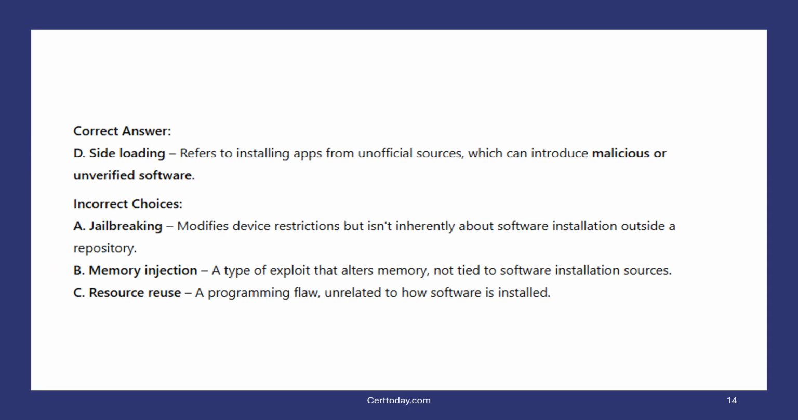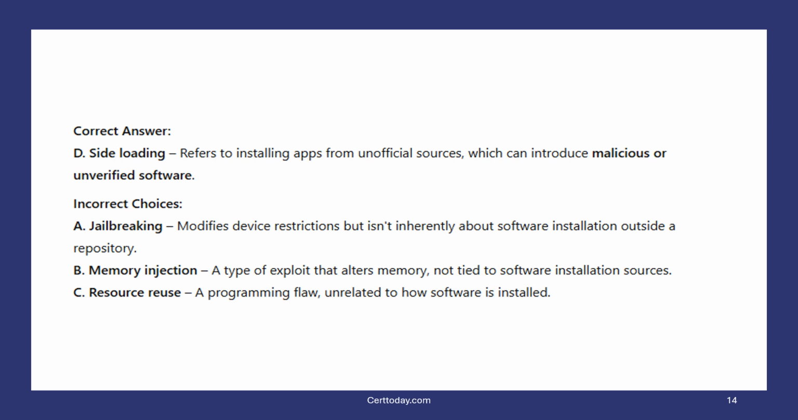The correct answer here is D, side loading, which refers to installing apps from unofficial sources, which can introduce malicious or unverified software. A is incorrect because jailbreaking modifies device restrictions but isn't inherently about software installation outside a repository. Now, of course, when somebody jailbreaks an iPhone, most of the time the goal is to be able to install software outside of the Apple App Store, for example.